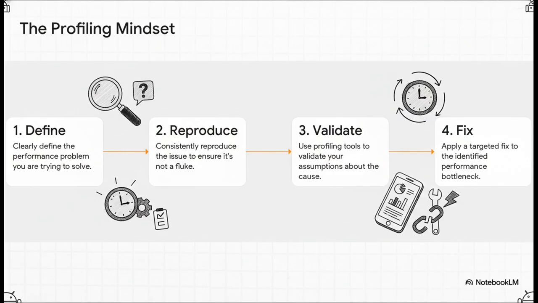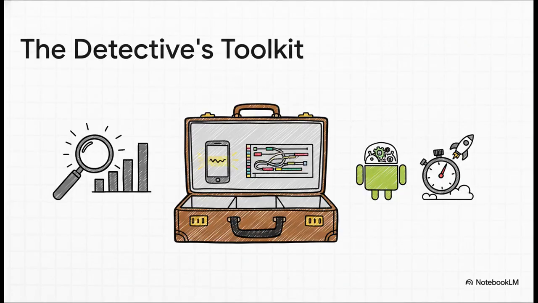After that, validate your theories with the profiling tools, and only then do you go in and apply the fix. Every detective needs their toolkit, and this is ours, and it is packed. Think of these profilers as our forensic instruments. We've got tools to check for graphical glitches, like dropped frames, and others that let us do a full autopsy on our code to see exactly what the CPU was up to millisecond by millisecond during startup.